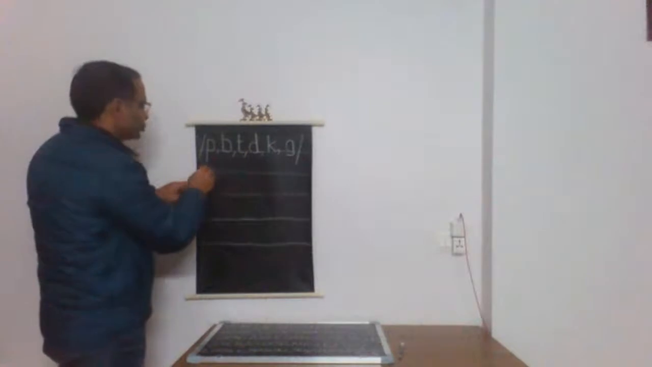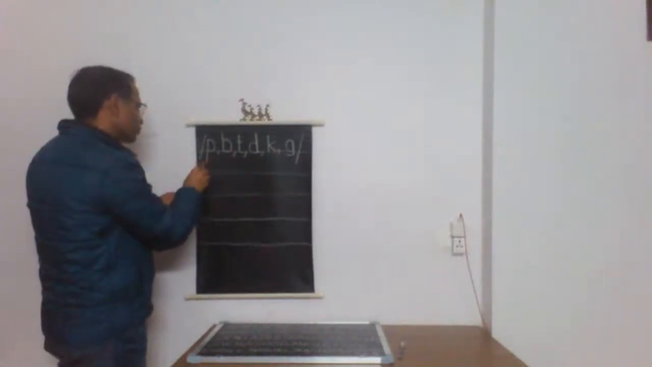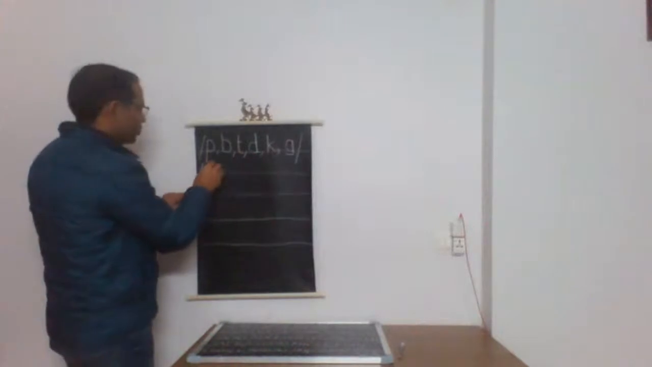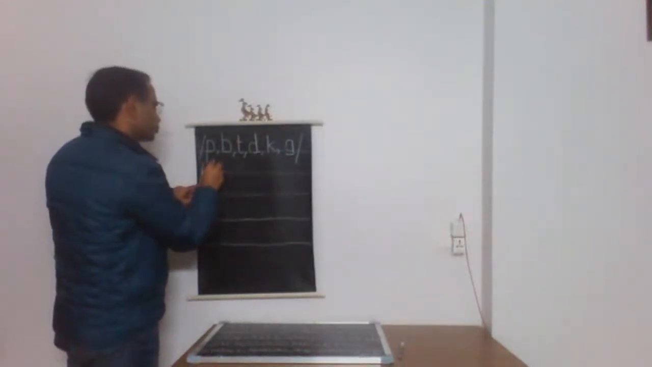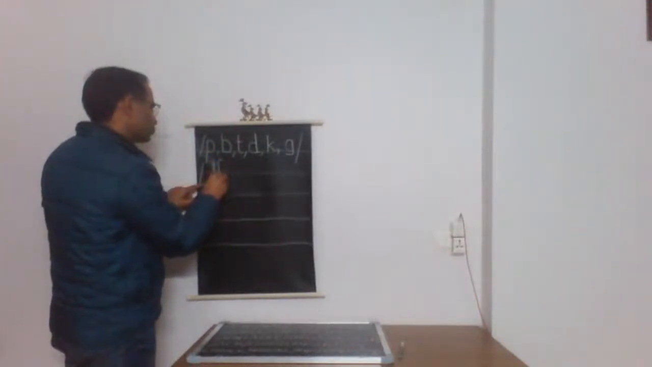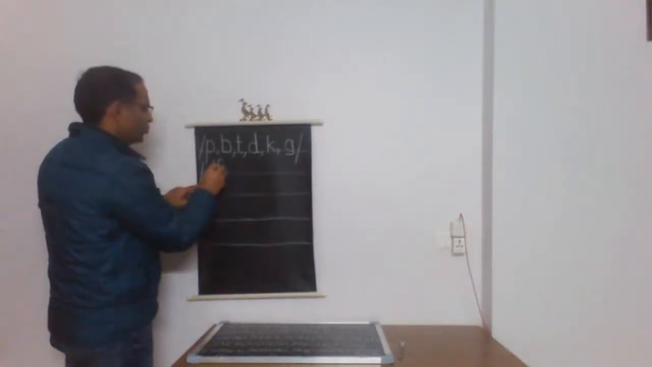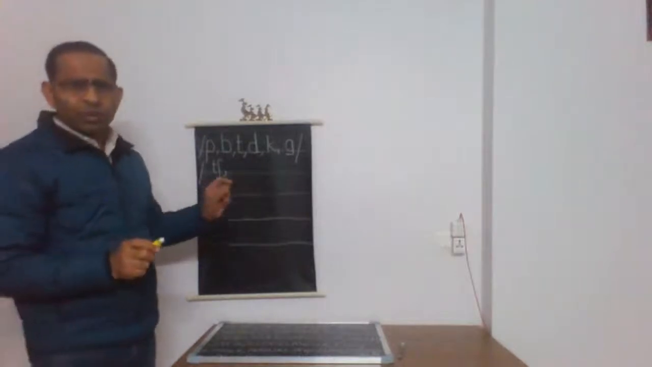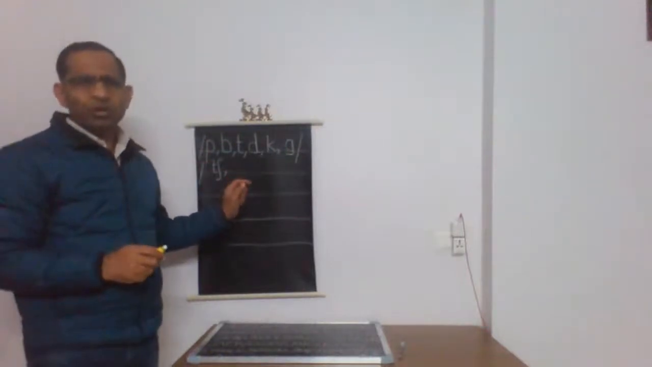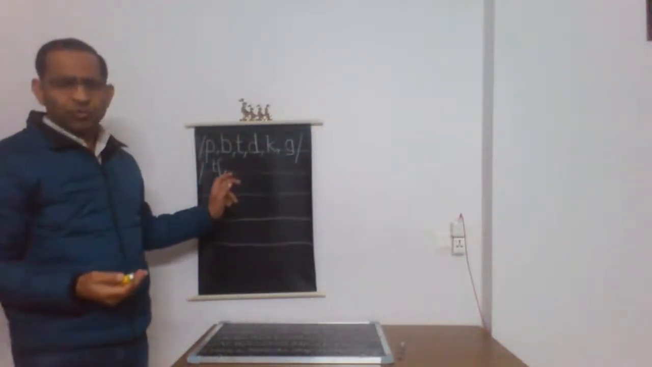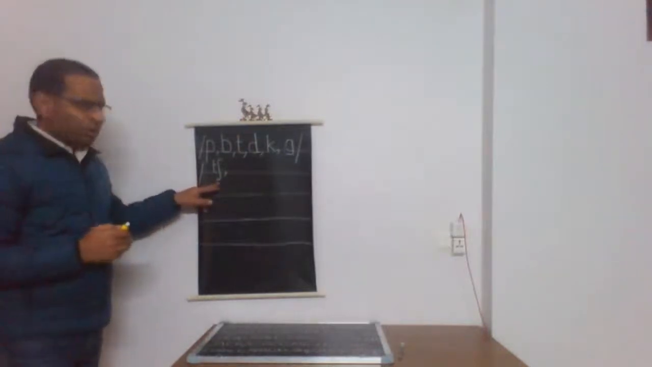Next, cha, the slash, the enclosure, cha. This is cha sound. Cha is made using two symbols and it is used in words like choice, achieve, and cheese.